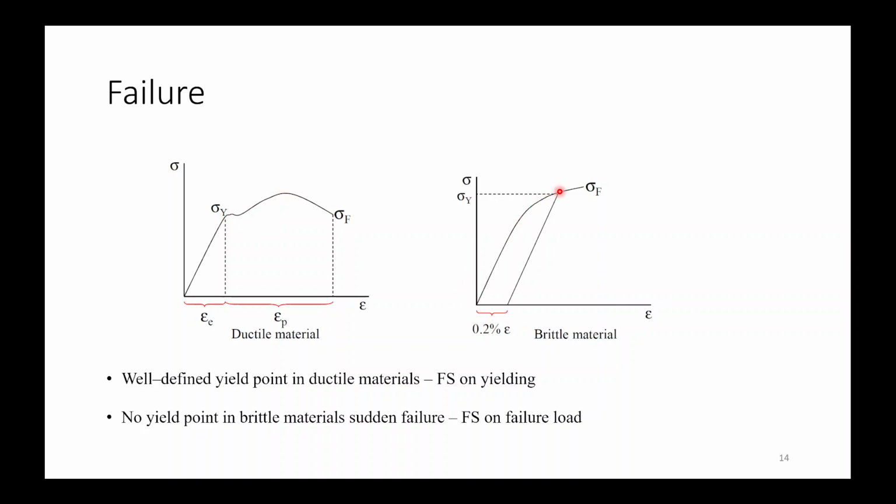For brittle materials, the yield part and failure part are very close, so we always assume the fracture stress as the criterion for fracture and factor of safety. In case of ductile materials, we have a well defined yield point, and factor of safety is used on the yielding part. In brittle materials, there is no well defined yield point, and there will be sudden failure of the material.